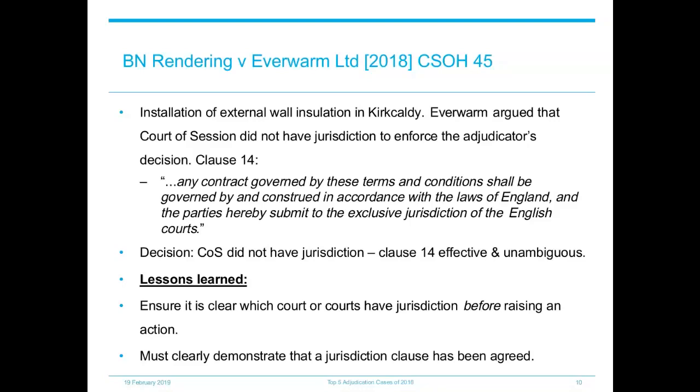The key lesson to take from this case is that when seeking to enforce an adjudicator's award, it is vital to ensure that it is clear which court or courts have jurisdiction before raising an action. The result of the Court of Session deciding that it did not have jurisdiction in this case was that BN Rendering will likely need to raise a fresh action in the English courts to enforce the adjudicator's award, which will result in additional costs and further delays to the enforcement of the award. Also, as a signature was not required for the exclusive jurisdiction clause to be effective, parties intending to include such a clause must clearly demonstrate that the jurisdiction clause was agreed based on the construction of the contract.